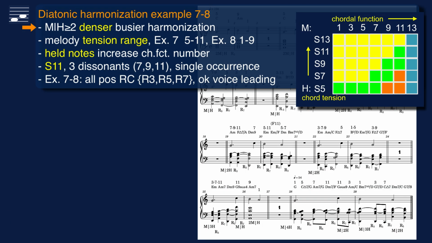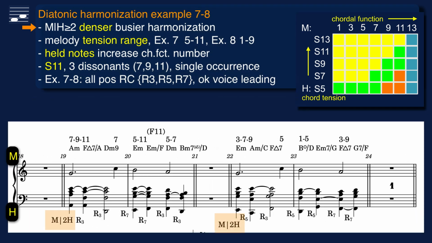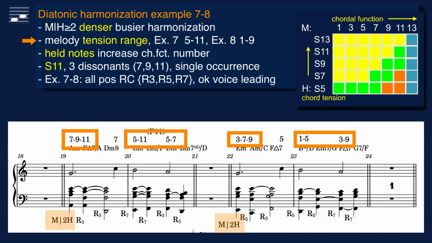In the next two examples, we use fixed M over 2H, 2 chords per melody note. Example 7 uses a higher melody tension range than its successor. Again, I followed Schillinger's recommendation and increased the chordal function number for longer duration notes. I may skip intermediate chordal function numbers, such as in 5 going to 11 or 1 to 5.